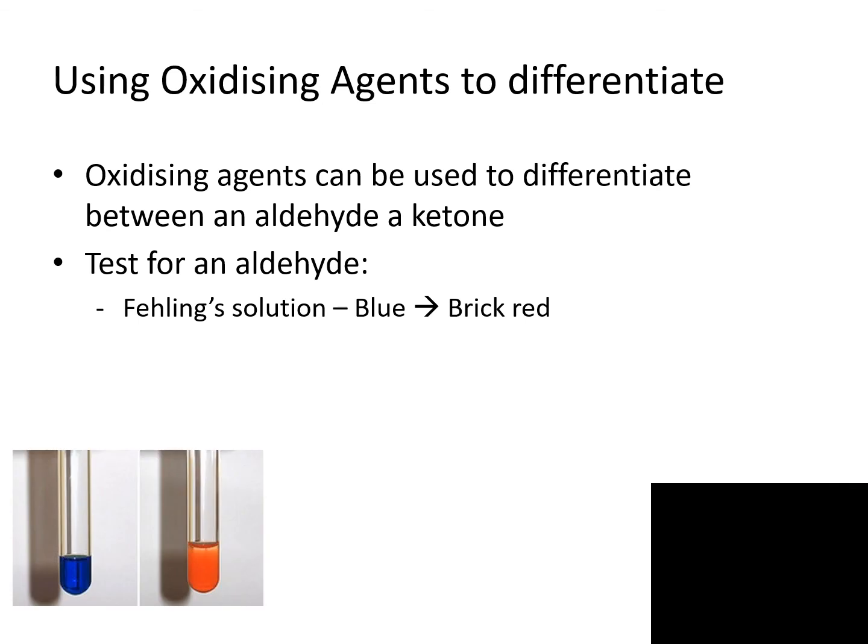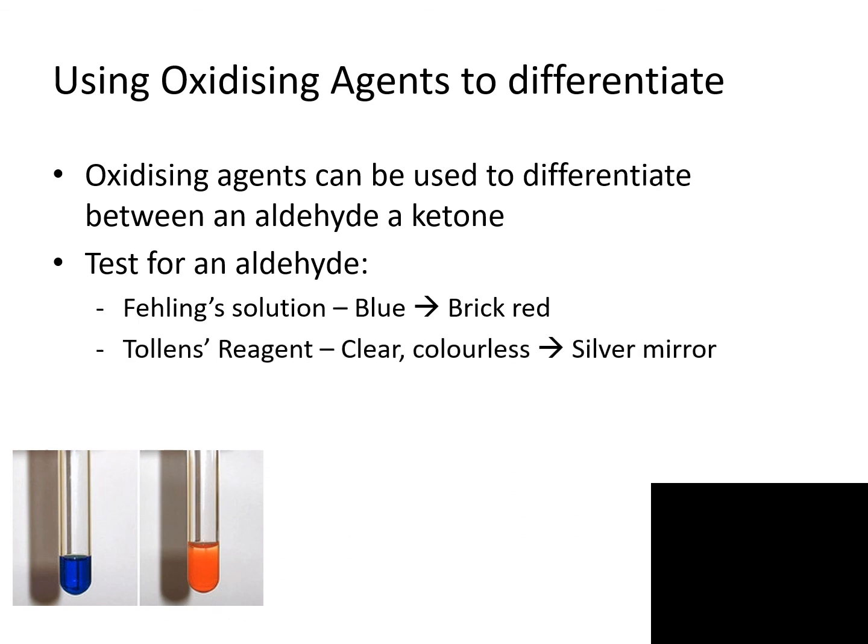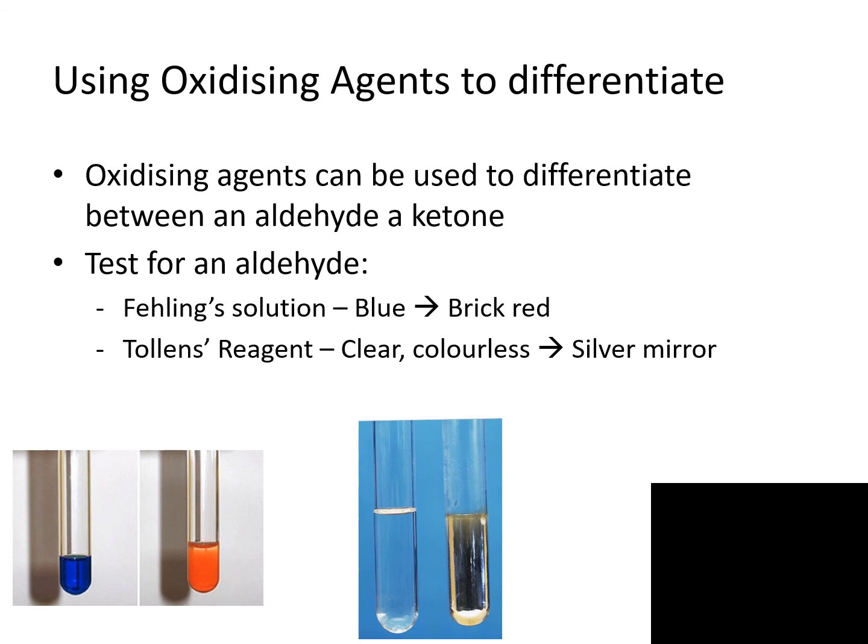So you start a blue colour, and in the presence of an aldehyde, it turns brick red. Okay, so it's a kind of dark orangey, reddy colour. Another one we could use in the presence of an aldehyde is Tollens reagent. It goes from a clear, colourless solution to a silver mirror. Okay, so clear and colourless, this is what it starts off as. In the presence of an aldehyde, we are going to get a silver mirror. Okay, in the presence of a ketone, there will be no colour change.